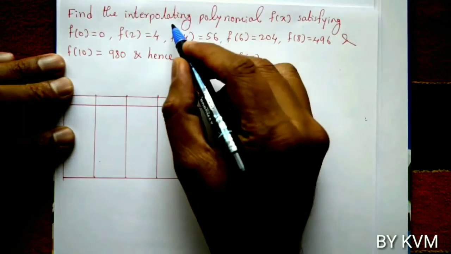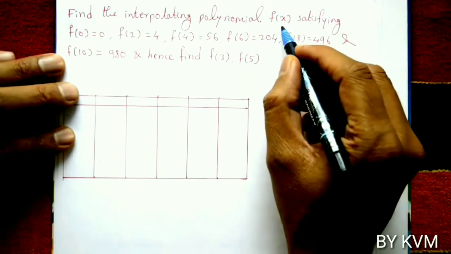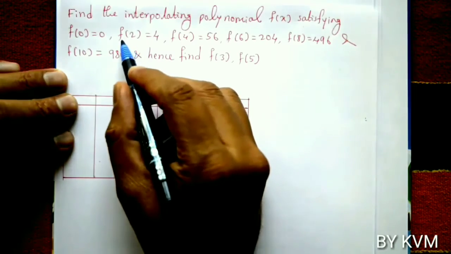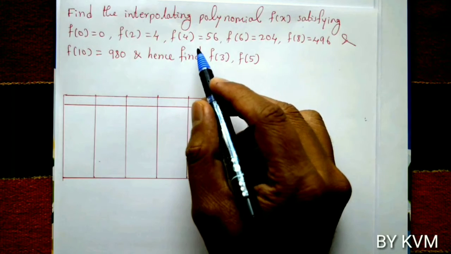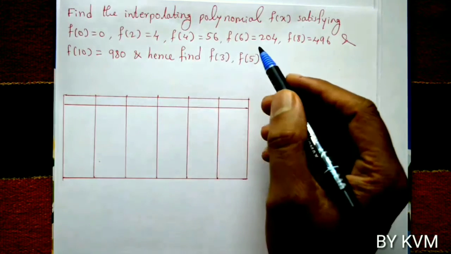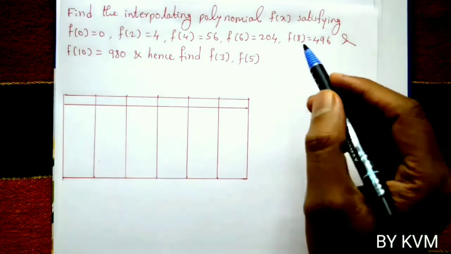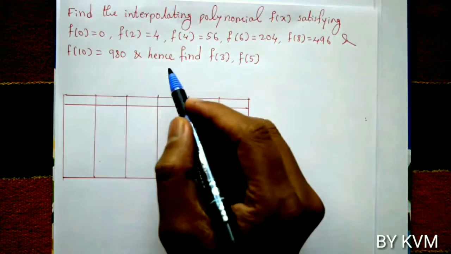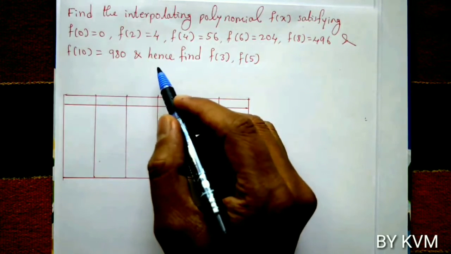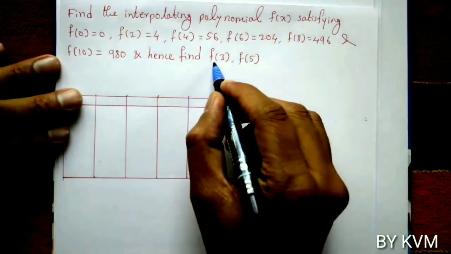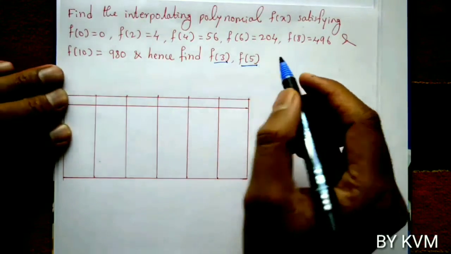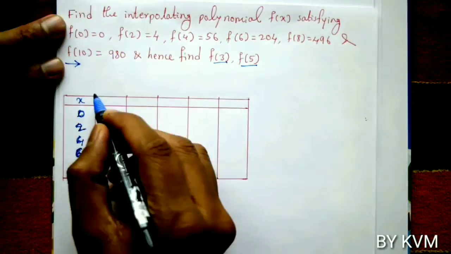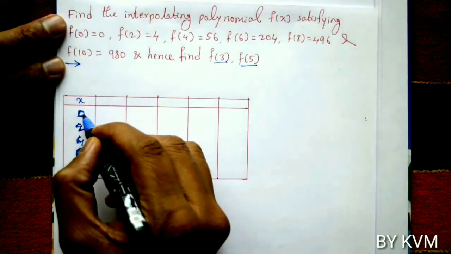Now find the interpolating polynomial f of x satisfying the data f of 0 equals 0, f of 2 equals 4, f of 4 equals 56, f of 6 equals 204, f of 8 equals 496 and f of 10 equals 980, and hence find f of 3 and f of 5. So here we have to find the interpolating polynomial for the given data. A polynomial is an algebraic equation which contains the terms of x. So you have to find the equation which contains only the terms of x.